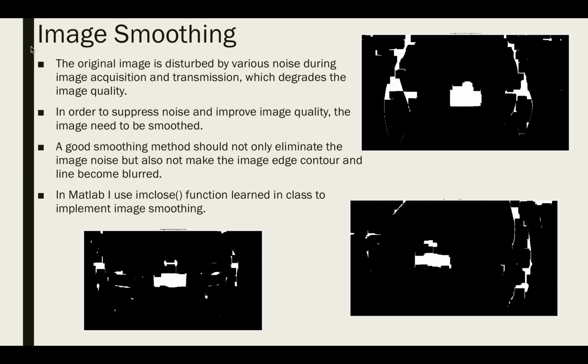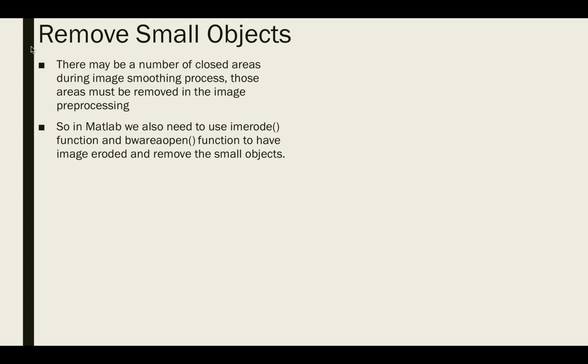So in MATLAB, I use the image close function that was learned in my class to implement the image smoothing. As you can see from the test result, the license area becomes a white blank rectangular.